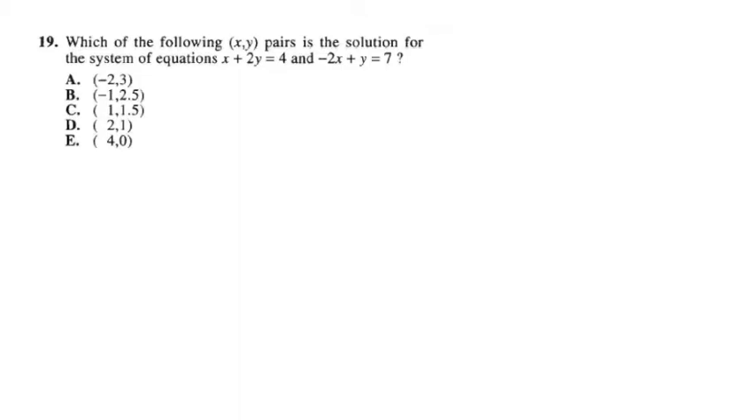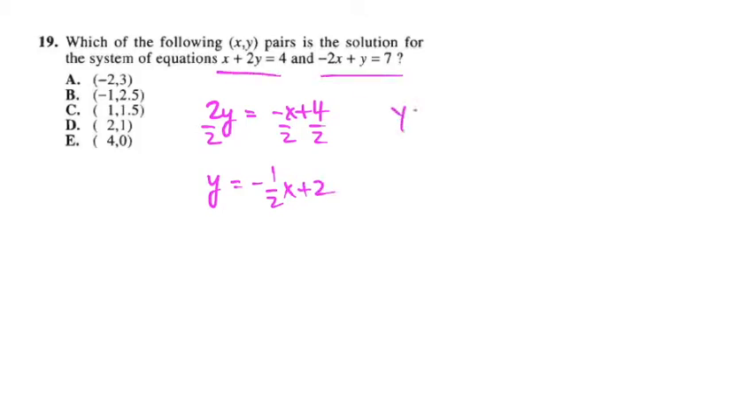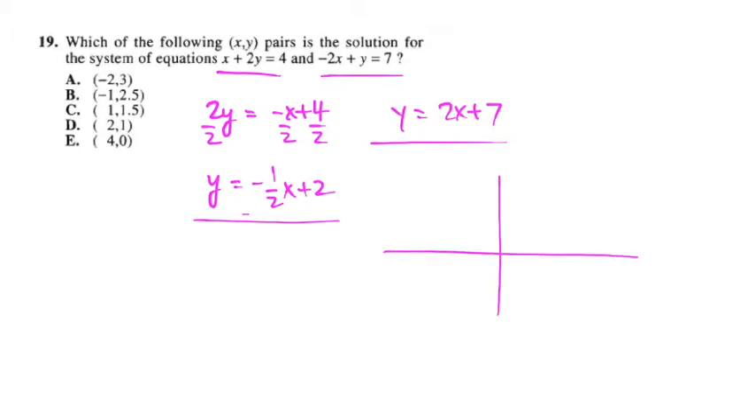First, we can solve for y for each of the equations. So I'm putting the x on the other side, dividing by 2, and I get y equals negative 1/2 x plus 2. That's the first equation. The second one is y equals 2x plus 7. So now we have two equations in slope-intercept form. We can quickly graph them.